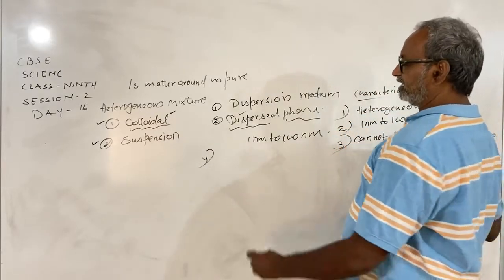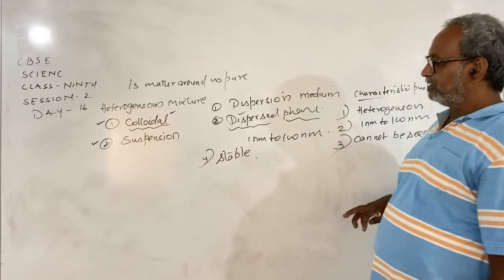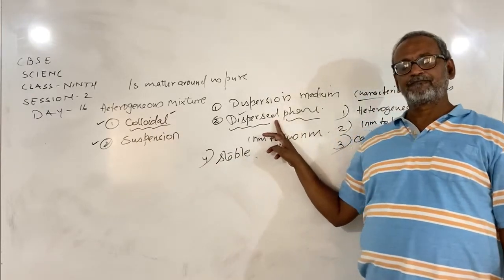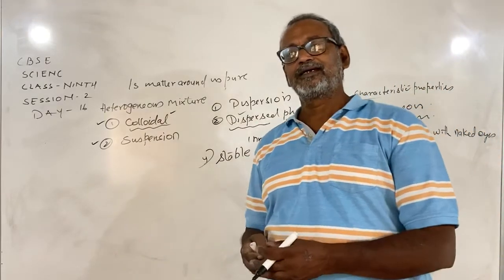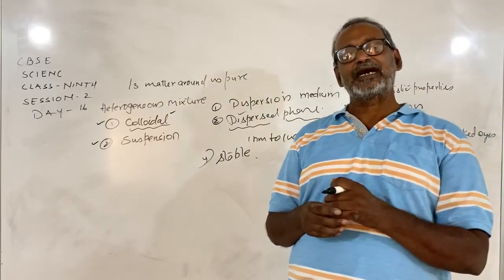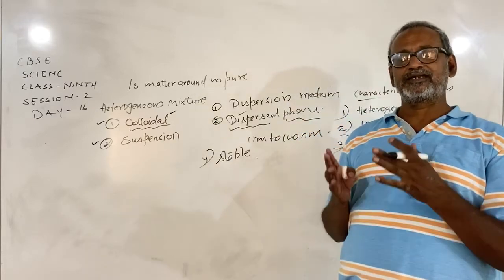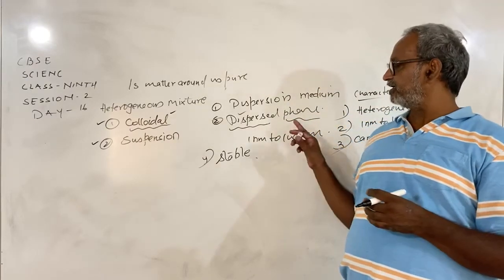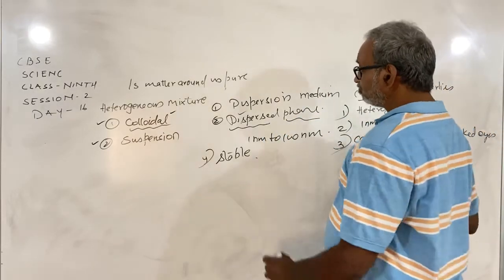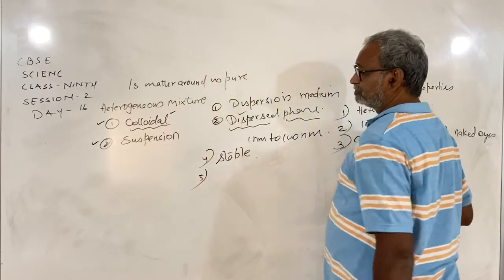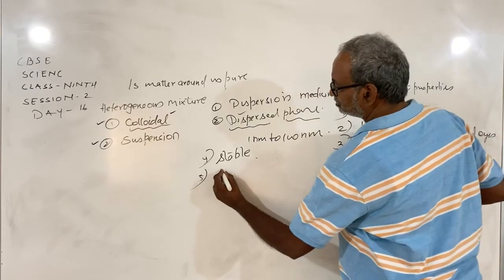A colloidal solution is usually stable. That is, the dispersed phase does not separate from the dispersion medium when it is allowed to stand undisturbed. If you keep it undisturbed, the particles of the dispersed phase will not separate. A colloidal solution exhibits an important phenomenon called Tyndall effect.